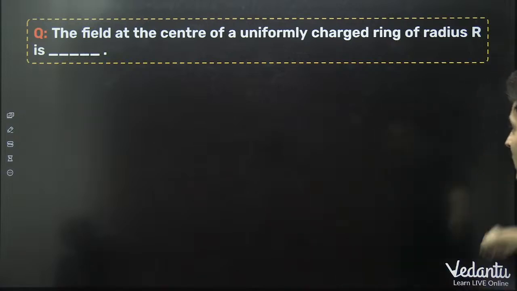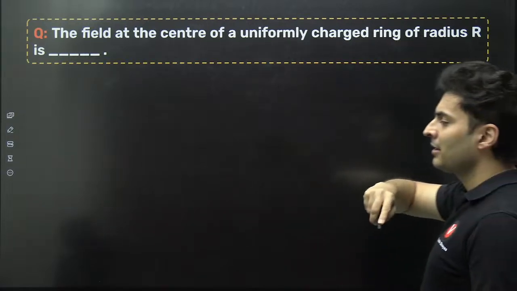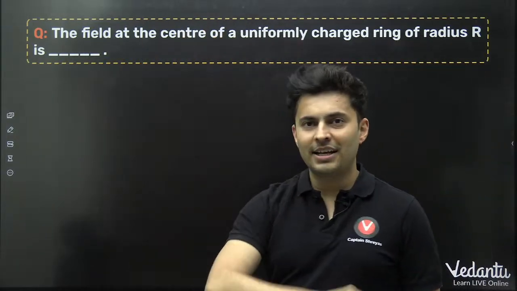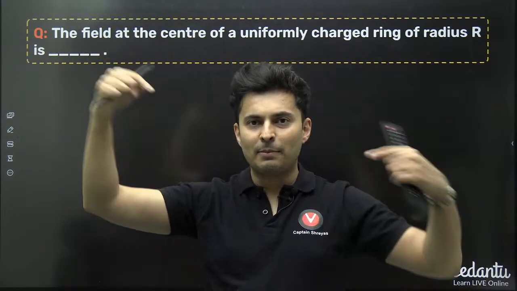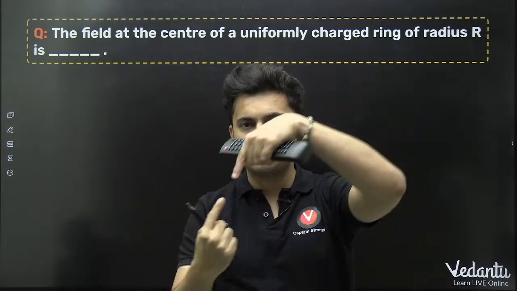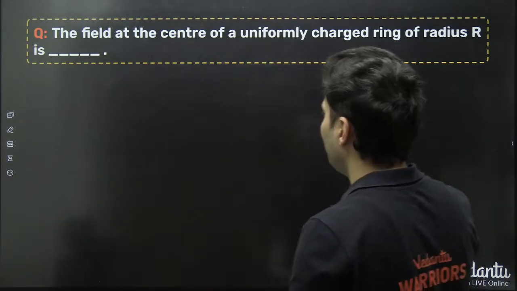Field at the center of a uniformly charged ring. If you take a ring, all the charges will apply fields and the fields will cancel out each other in all the directions. So the net field must be a big fat 0.